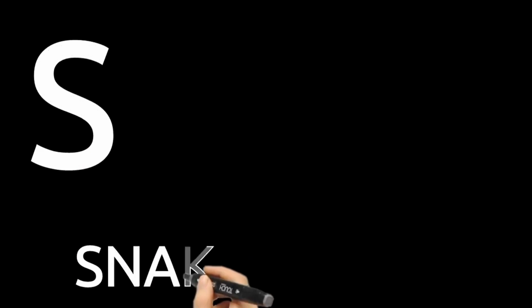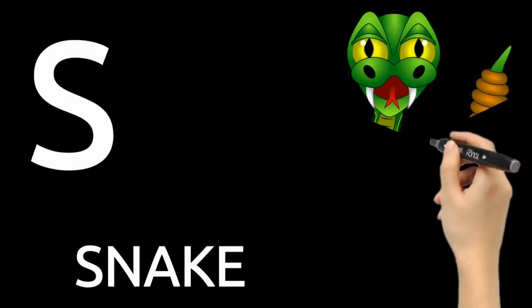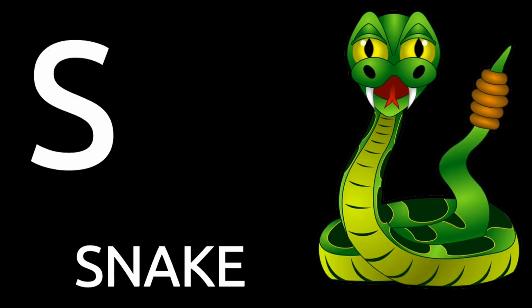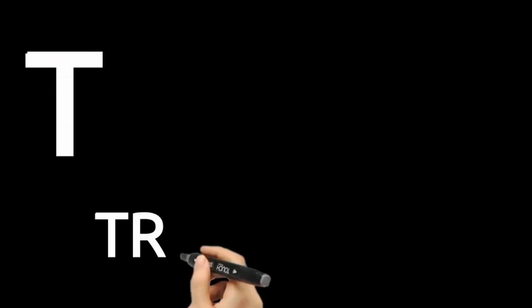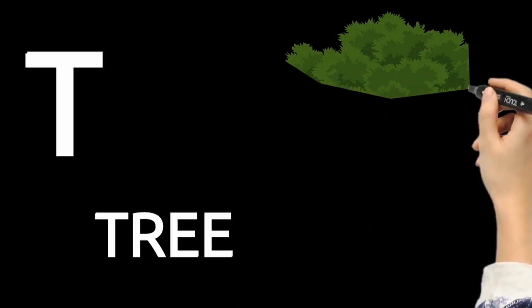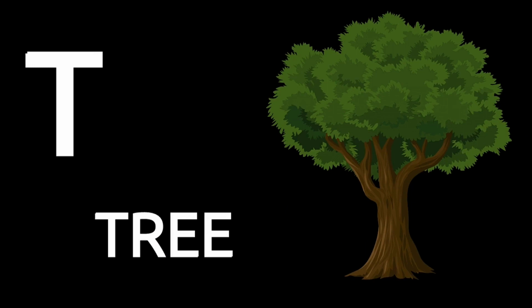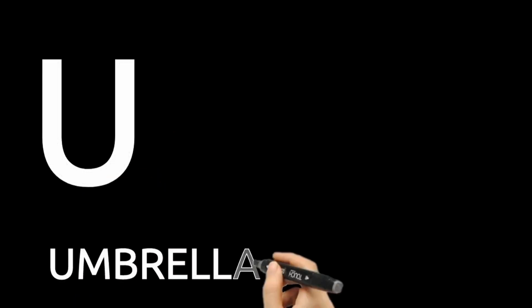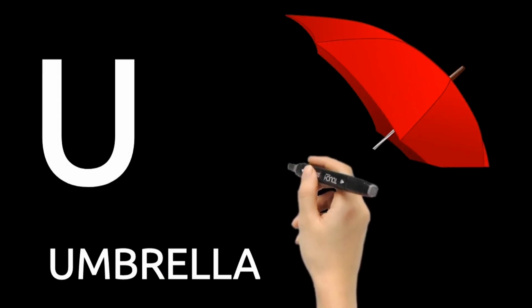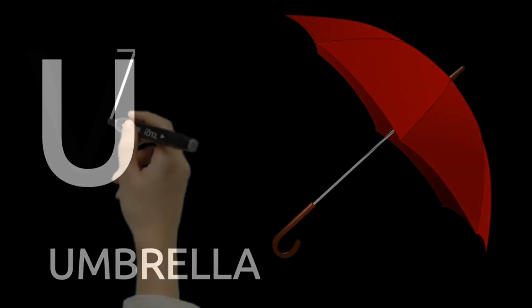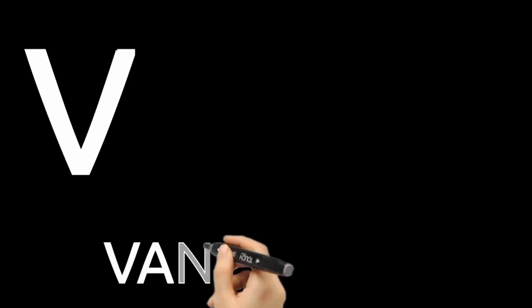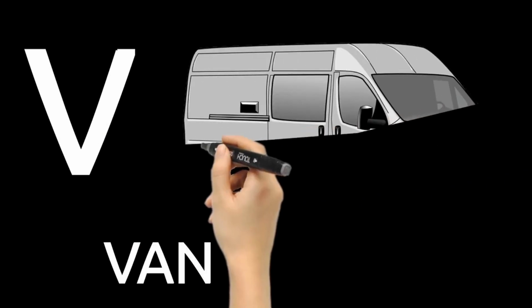S for snake. S N A K E, snake. T for tree. T R E E, tree. U for umbrella. U M B R E L L A, umbrella. V for van. V A N, van.